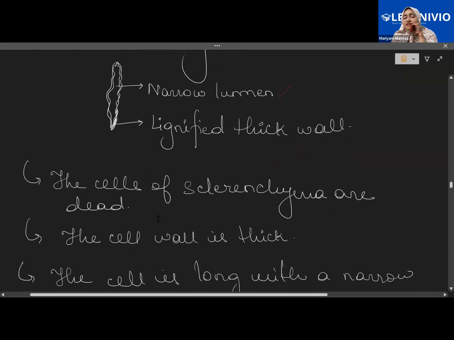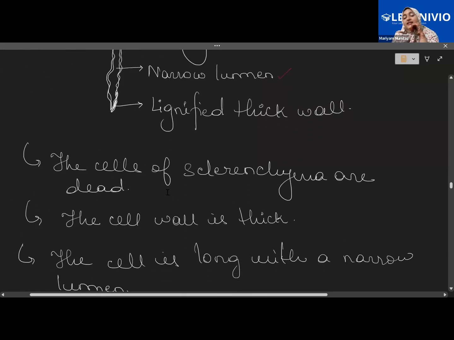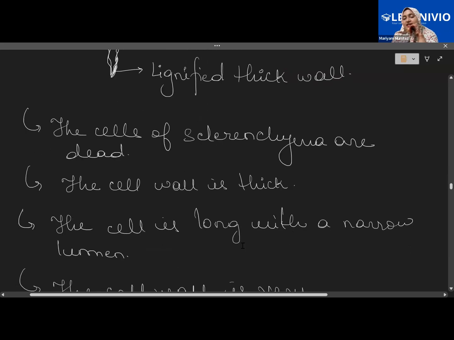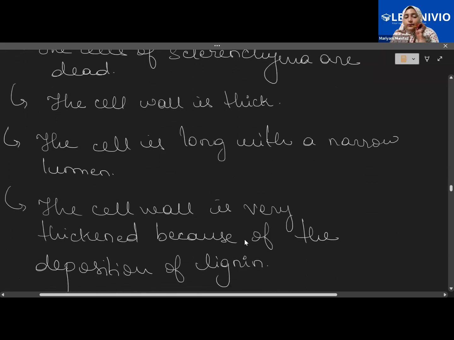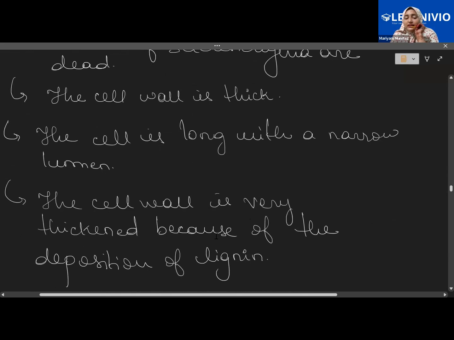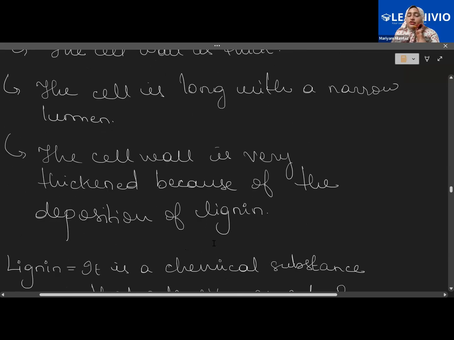Now the cells of the sclerenchyma, they are dead. Their cell wall is thick. The cell is long with a narrow lumen. They're like elongated cells, but the lumen of them is very narrow. The cell wall is very thickened because of the deposition of a chemical called lignin. And this lignin is a very hard and durable substance. It's very hard and it's very durable.